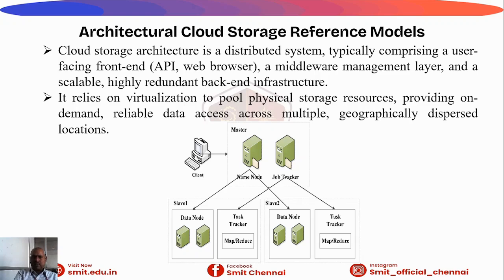One is for client, another is for master. Client is the end user system, master is a name node or job tracker. We are called as slave 1 and slave 2: data node for slave 1, task tracker and map reduce for this slave 1 model. Slave 2 model is the same, with data node, task tracker and map reduce, for scalable and flexible use for all the applications.